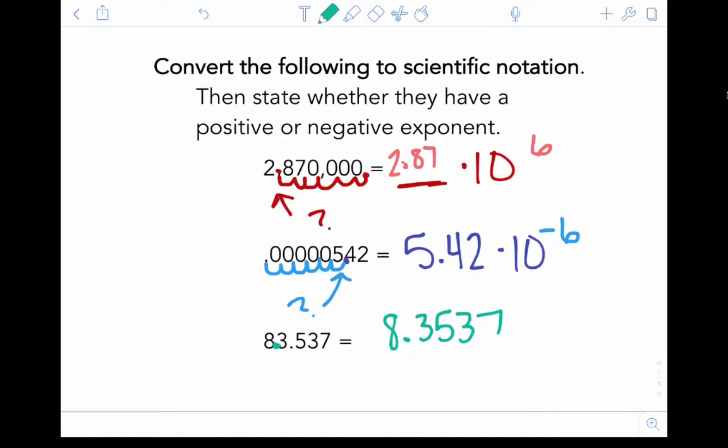The decimal moved from here to here, so it moved 1 time. So this is times 10 to the first. 83.537 is a larger number, so my exponent is positive. So this is just 8.3537 times 10 to the first, or 8.3537 times 10. Either way, you can write it on this one. The next part that we need to do real fast is just state whether these have a positive or negative exponent. The first one has a positive exponent, second one is negative, and the last one is positive.